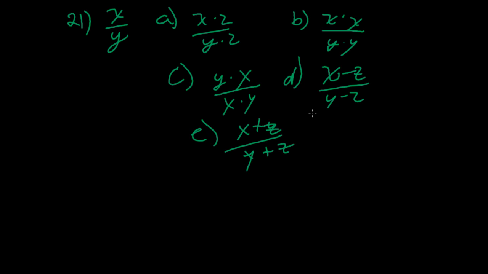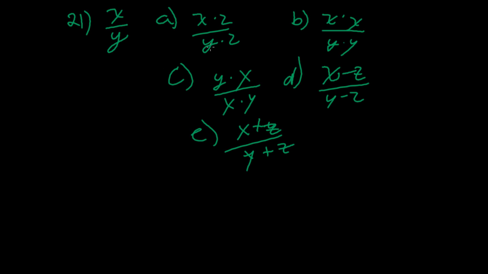And the problem says that all these variables are positive numbers, so we know none of these can be 0, which would make the whole fraction undefined. So we can continue now. We basically can just use basic rules of algebraic manipulation here to solve this. So we'll examine each choice one by one, see which one we get.